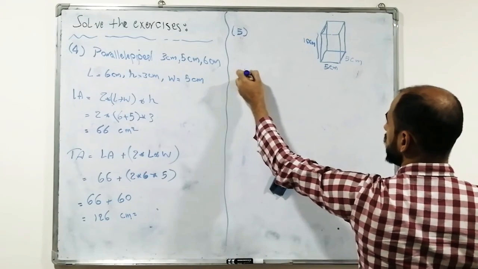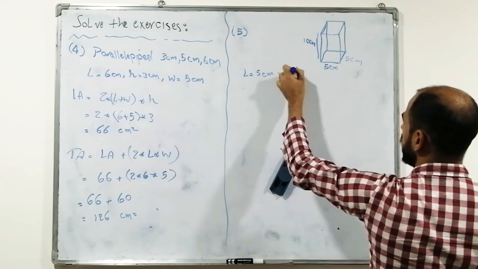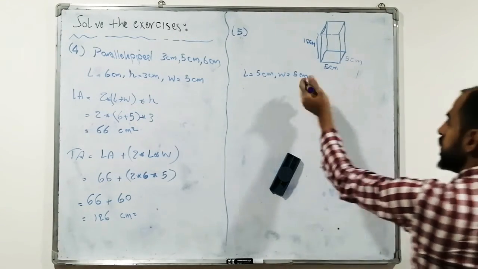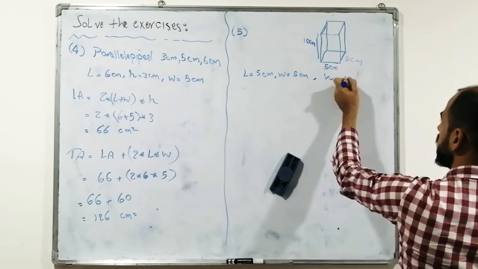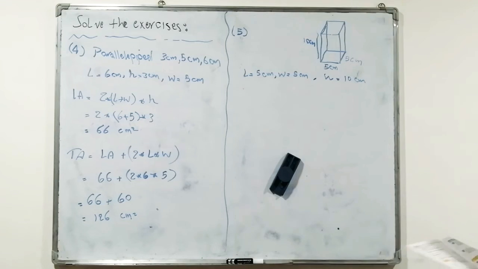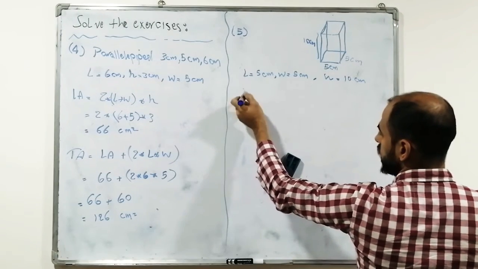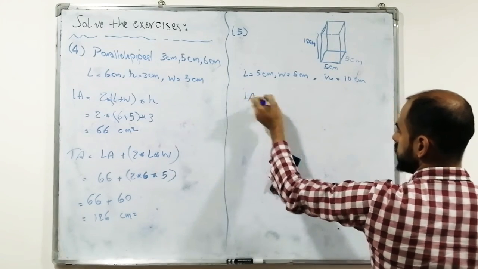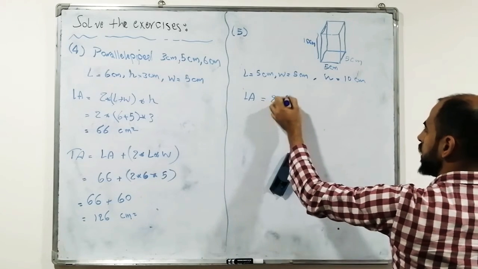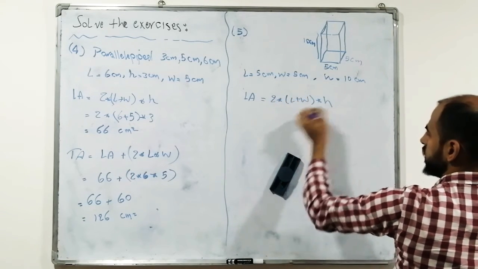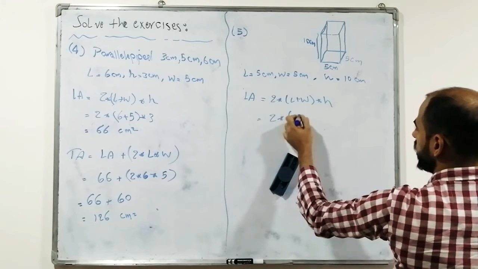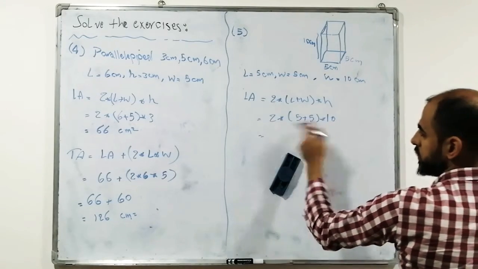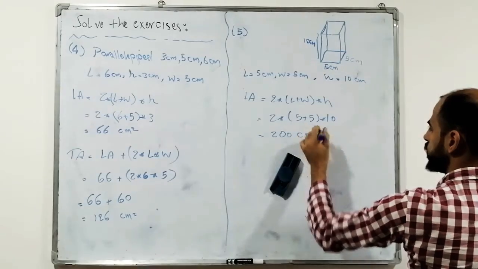So here the length equals 5 and the width equals 5, since they are the dimensions of the base, and the height is given in the question as 10 centimeter. To find the lateral area and total area, also directly substitute: write the law and substitute. 2 multiplying by length plus width, by height. 2 multiplying by 5 plus 5, all multiplying by 10. 5 plus 5 is 10, by 10 is 100, by 2 will be 200 centimeter squared.